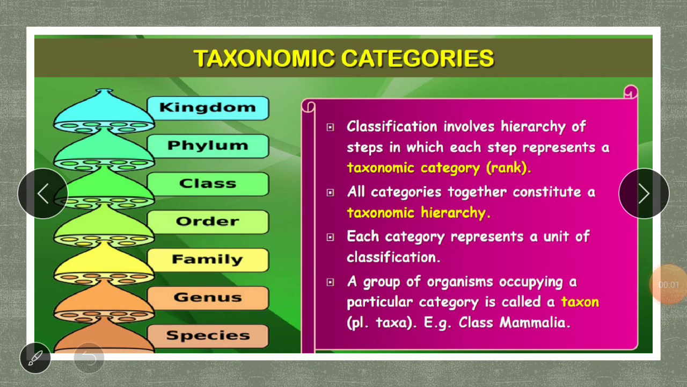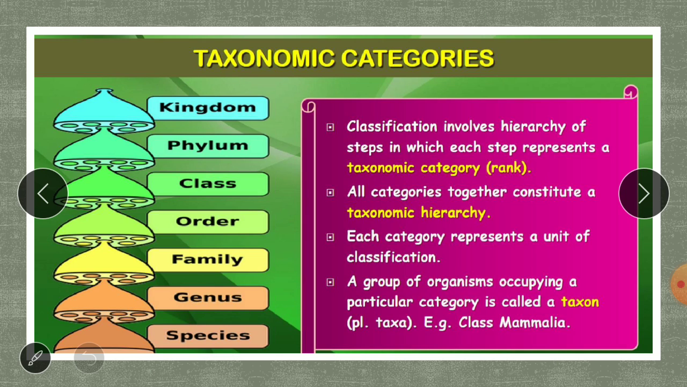Hello dear students. In my last video, we studied the rules of binomial nomenclature. We saw how an organism is given a name with two words, which is acceptable all through the world, and this name is given by following certain rules.